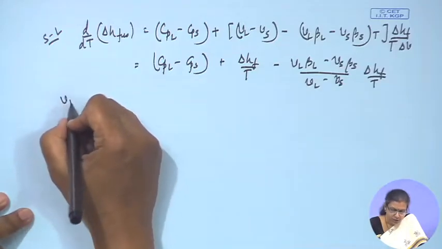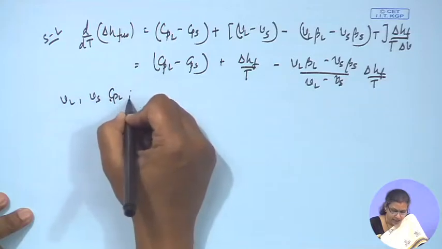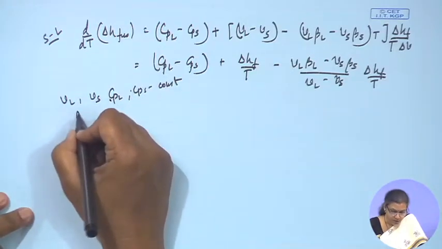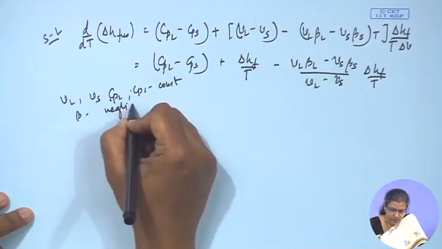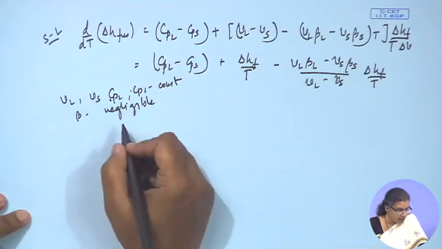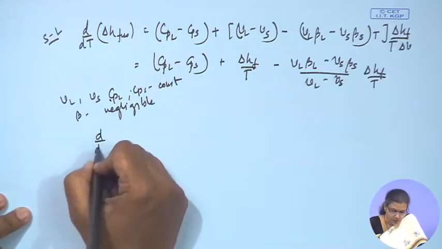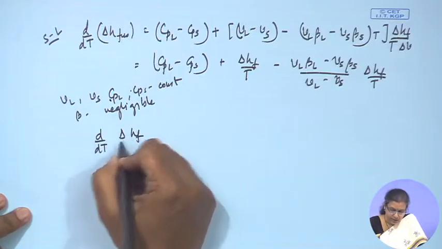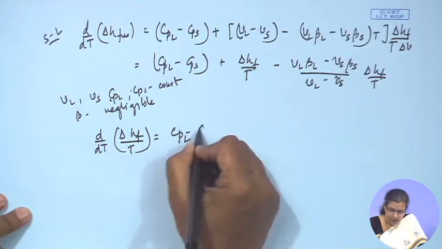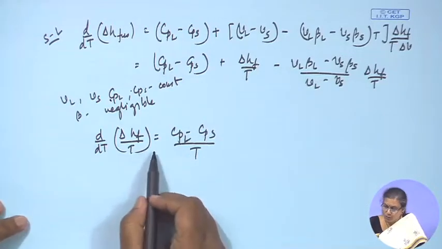And if we assume that VL, VS, CPL, CPS, all of these are constant, and I also assume that quite naturally both the solid and the liquid are incompressible fluids, so beta is negligible. As a result of that, in this particular case the equation reduces to d delta HF by dT, which is nothing but CPL minus CPS. So, therefore, from here what did I get?